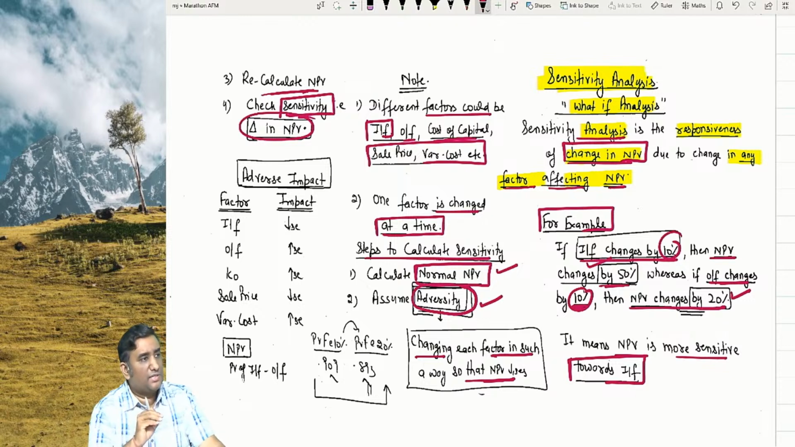One important question: sir, can we assume favorable impact? It's up to you. Whatever amount you assume, there are two approaches, we'll do both of them. One is when we change the factor and then calculate NPV.